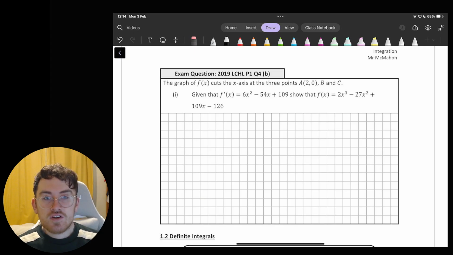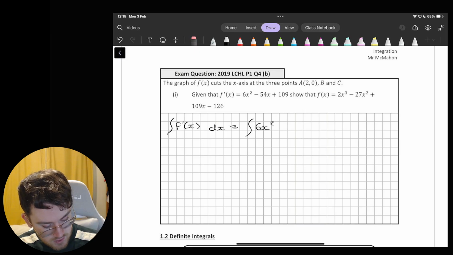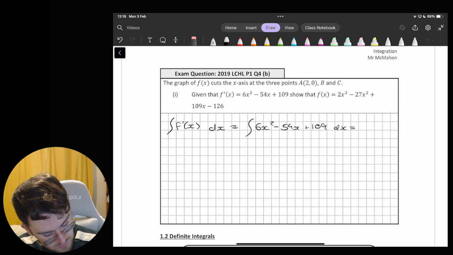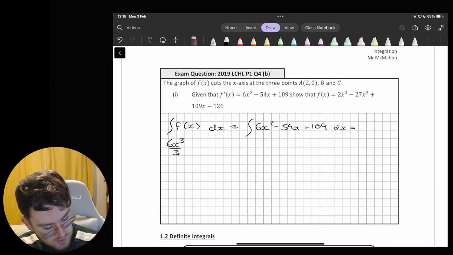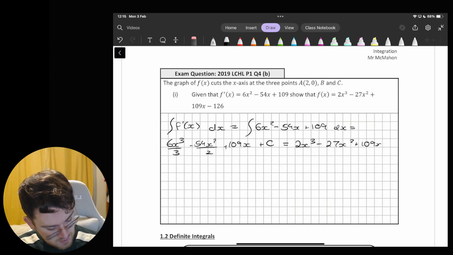Finally, the graph of f of x cuts the x-axis at 3 points A, B, and C. Given that f dash x is given as follows, show that this is the original function. Okay, so let's integrate the derivative here, because that should give me back the original function. So we're integrating 6x squared minus 54x plus 109, which gives me 6x cubed over 3 minus 54x squared over 2 plus 109x plus c. So that's 2x cubed minus 27x squared plus 109x plus c.